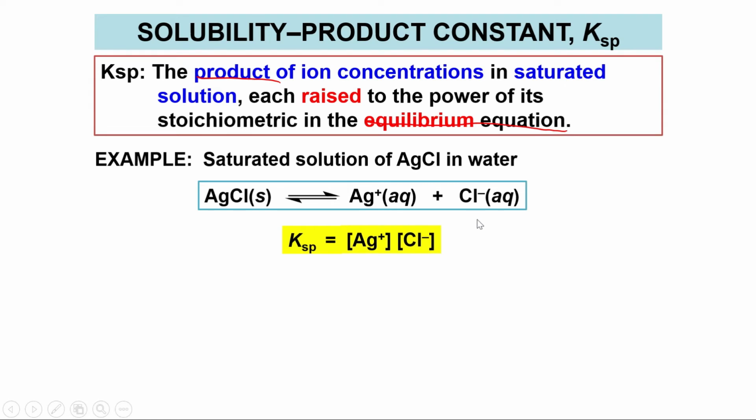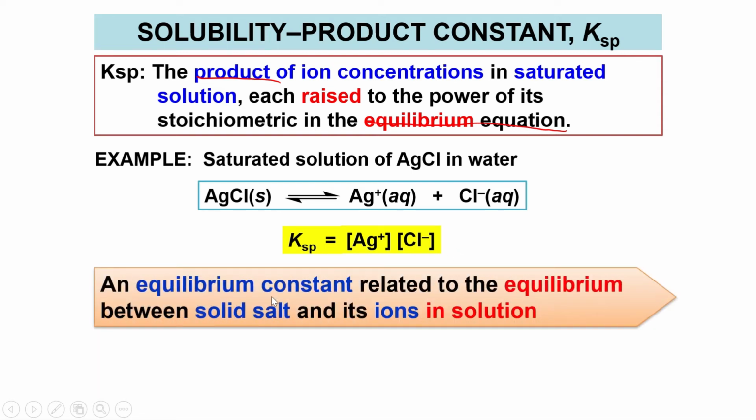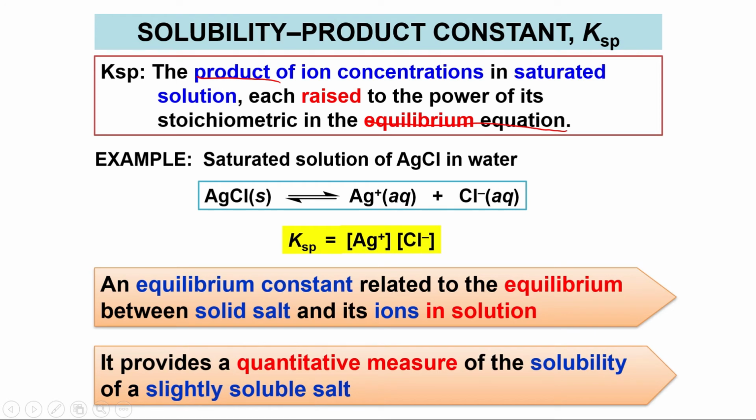Clear? Therefore, as I told you earlier, you must write down the equilibrium concentration correctly first, so that you are able to write the correct Ksp expression. So Ksp is an equilibrium constant related to the equilibrium between a solid salt and its ions in solution, and it provides a quantitative measure. You will have to calculate the Ksp value during your tutorial session. So it provides a quantitative measure of the solubility of a slightly soluble salt.